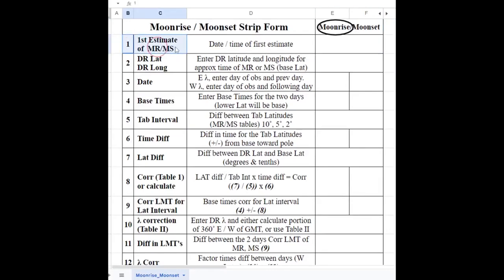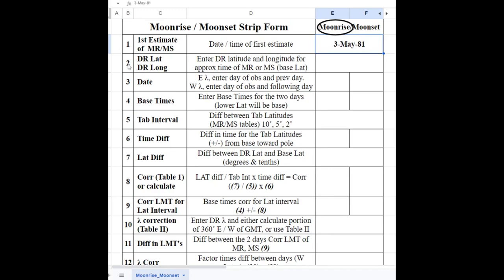Okay, step one. Let's figure out the date and time of our first estimate. Moonrise and Moonset is a little different than sunrise sunset. It can happen at any time during the day. So we would take our dead reckoning position from where we think Moonrise is going to happen. And the date of that is 3 May 1981.